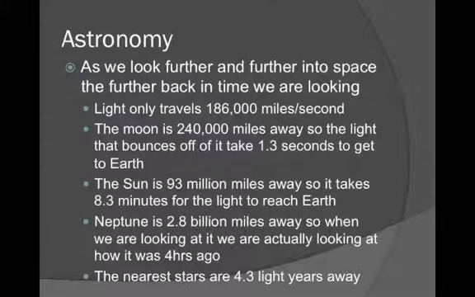The moon is 240,000 miles away, so the light that bounces off of it takes 1.3 seconds to get to Earth. That's a pretty small amount of time, right? That's not as big of a deal. However, the sun is 93 million miles away, so it takes 8.3 minutes to reach Earth. Now that's a measurable amount of time, right? So if the sun were to quit working, it would take us 8.3 minutes to even realize that it was no longer producing light, correct? Because the light we would see is 8.3 minutes old. Does that make sense to everybody?